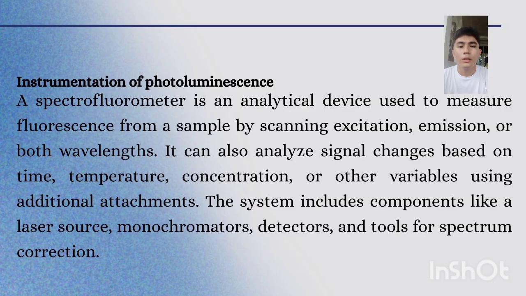Let's come now to the instrumentation used to study these phenomena. To measure photoluminescence, we use a device called a spectrofluorometer. This is an analytical instrument designed to detect and measure fluorescence emitted by a sample. It works by scanning either the excitation wavelength, the emission wavelength, or sometimes both.